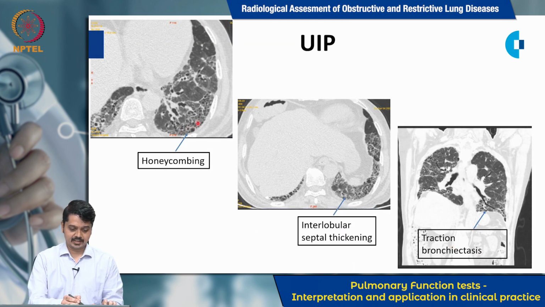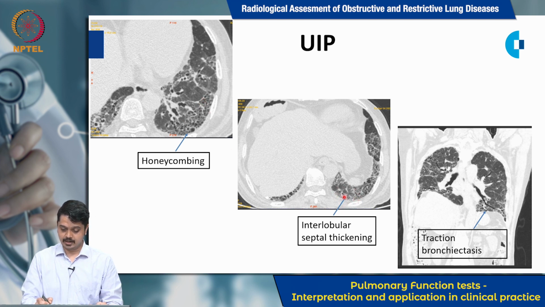Here we are seeing the characteristic honeycombing in UIP pattern, multiple small cystic lucencies having a prominent wall and seen arranged in multiple layers. Here we are seeing the interlobular septal thickening predominantly in the lung bases, which are nothing but the thickening of the walls of the secondary pulmonary lobule. This is a coronal reformatted image showing traction bronchiectasis. Normally we don't find any bronchus in the peripheral 1/3 of the lung, so this is abnormal. UIP pattern of pneumonia is usually seen in the setting of idiopathic pulmonary fibrosis, connective tissue disease related interstitial lung disorders, asbestosis and in the setting of chronic hypersensitivity pneumonitis.